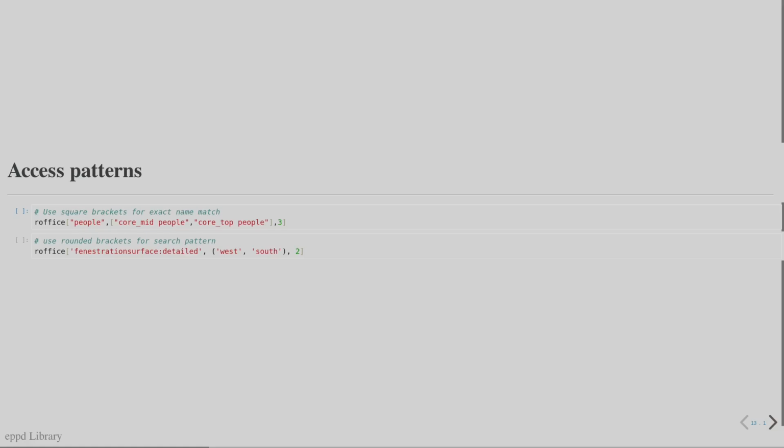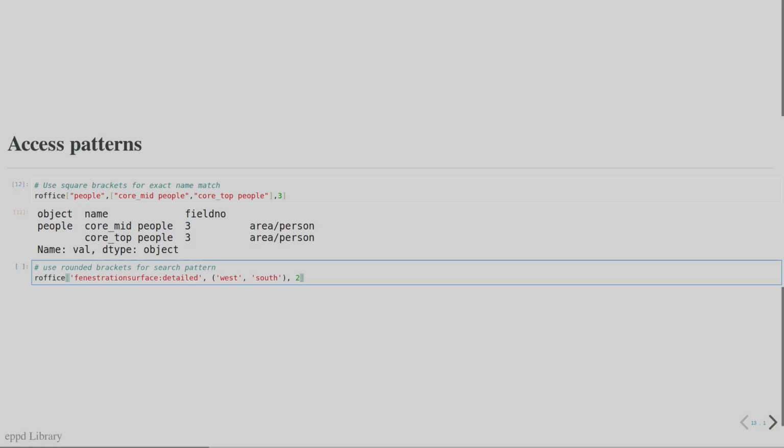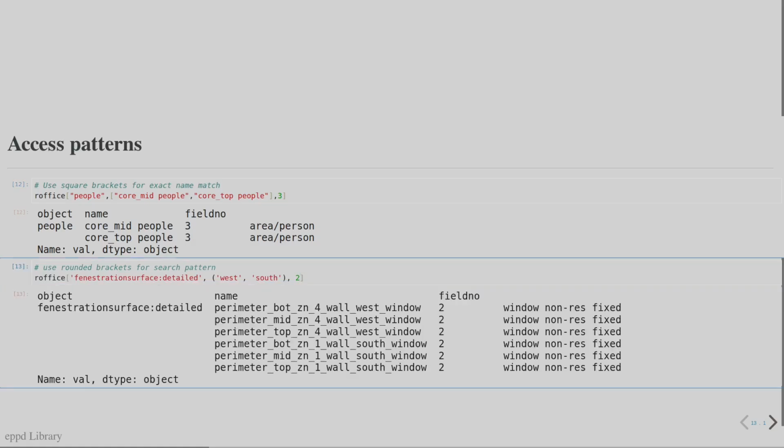There are two options to query object names. If a string or a list of strings is provided, an exact match is returned. If a tuple with rounded brackets is passed, each element is treated as a search string and the matching names are returned. In this example, we see that the query returned all windows with west and south in their names.